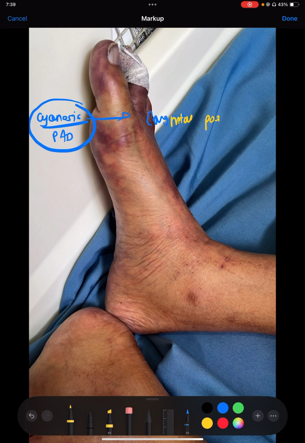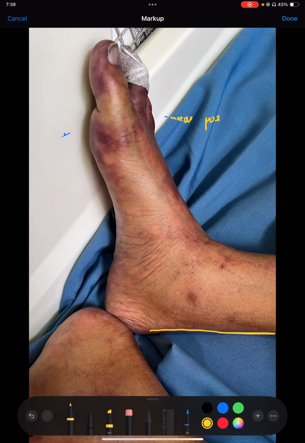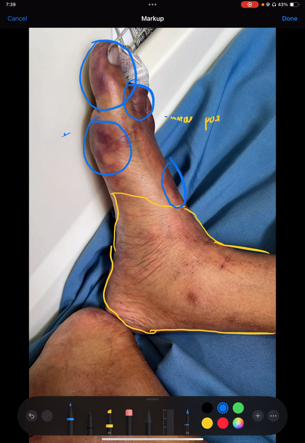What we can see in this photo is that this area looks okay. The skin color looks okay. There is not much skin color change up to this area, and from above this area, we can see there is hyperemia. The skin looks intensely reddish, pinkish, bluish. If we look at the nail, it is basically bluish. So this is definitely an indication that these toes or fingers are getting cyanosed.